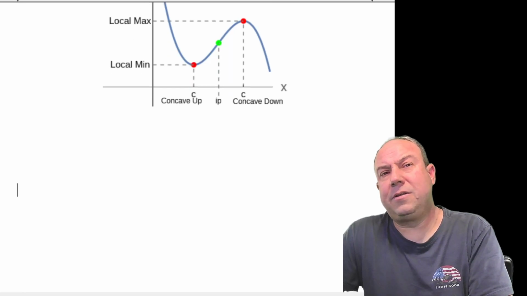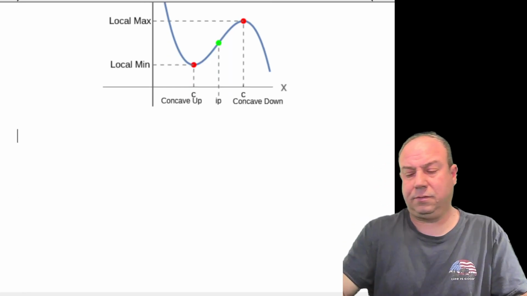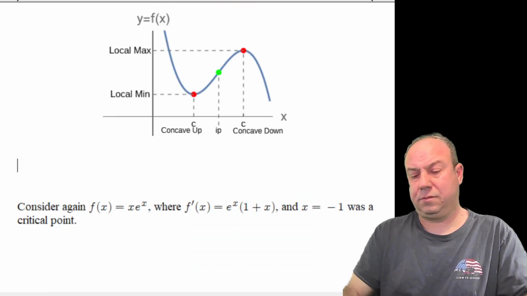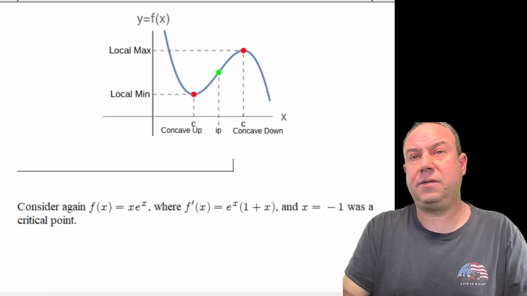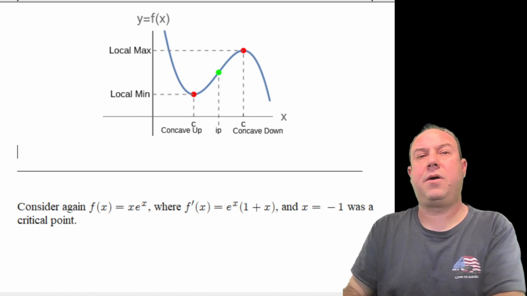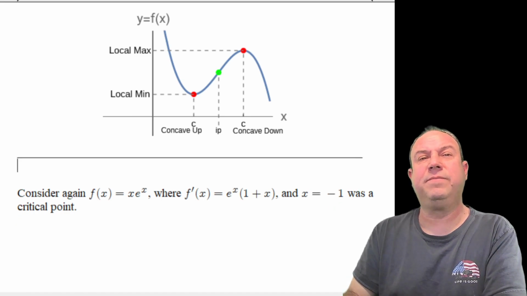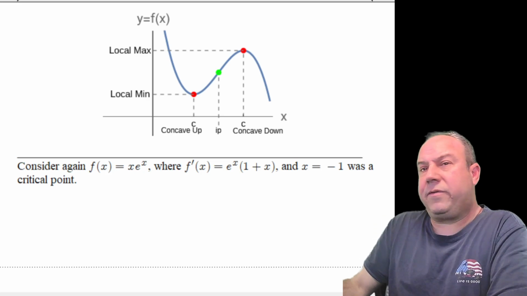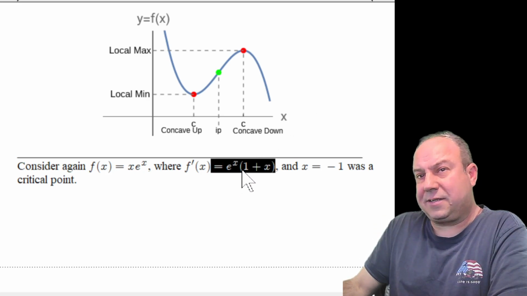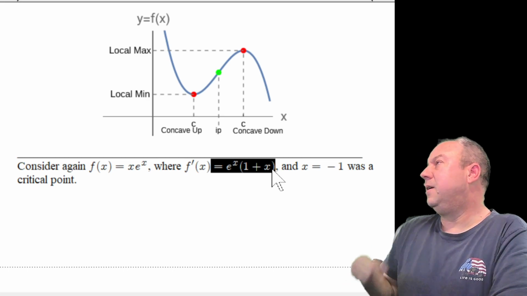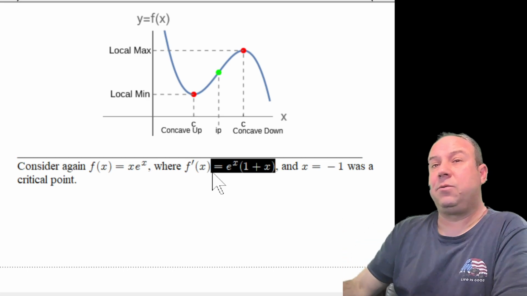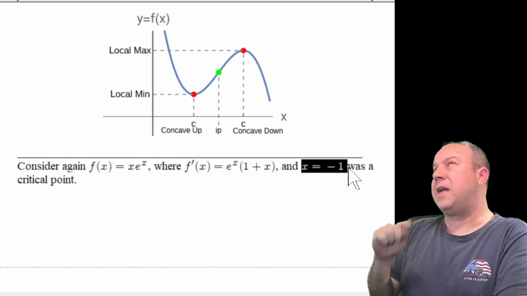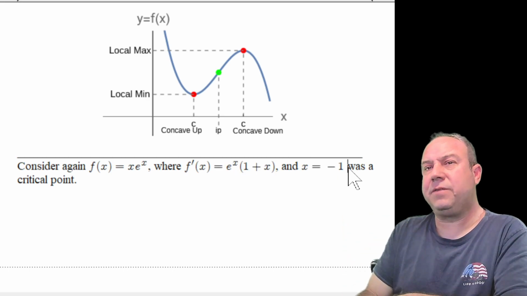Now, let's go back to our example. Let me separate these. This is part of the definition. And let's go back and consider our example here. We knew our first derivative was e to the x times (1 plus x). And that gave us a critical point at x equal to -1. So we now want to test this x equal to -1 in the second derivative of this function.